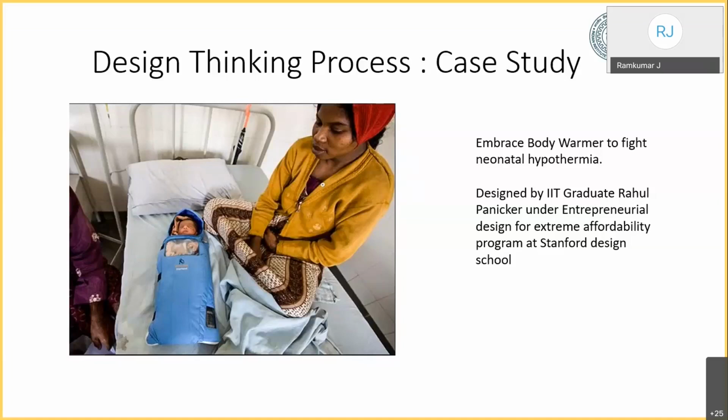So he developed this problem. He developed a solution, a low-cost solution, and this tries to take care of many babies which are delivered at home in rural villages of Chhattisgarh, Jharkhand, Assam, and it is also in Meghalaya.